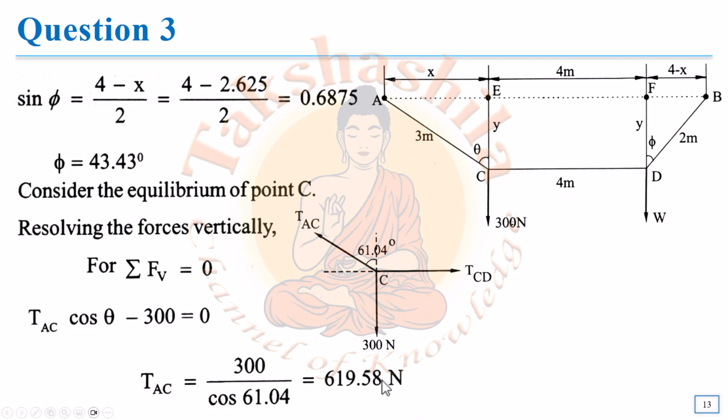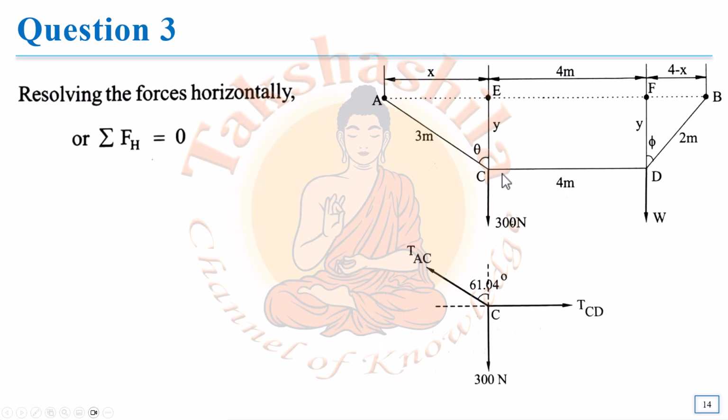So it will come as 619.58 newtons. So we now have the value of TAC. But our need was to calculate the value of TCD. Then we can come to point D and substitute the value, right? So let us try to find it out. For this, we will now resolve the forces in the horizontal direction and apply the next condition of equilibrium, which is sigma Fh is equal to 0.